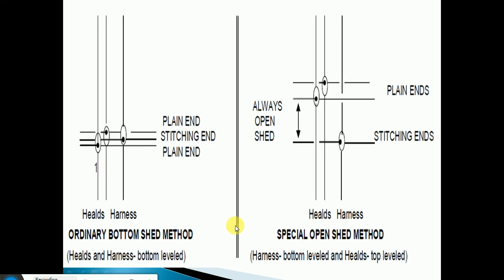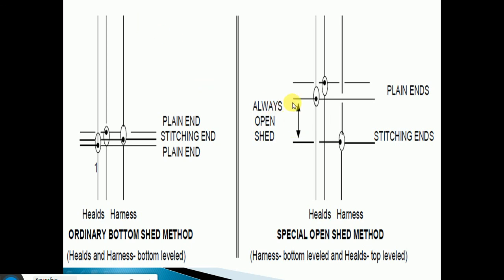To overcome this difficulty we can use the special open shed method. In this method, the stitching end is kept at the bottom level. That means the single lift single cylinder jacquard generally forms the bottom closed shed principle, so the stitching ends will lie at the bottom level. At the top level, the heels we will keep at the top, with the help of an elastic, not a jack and lamb rod lever. Here for the top closed shed principle we have to use an elastic band or spring, through which we will connect the top stave of those two heels.